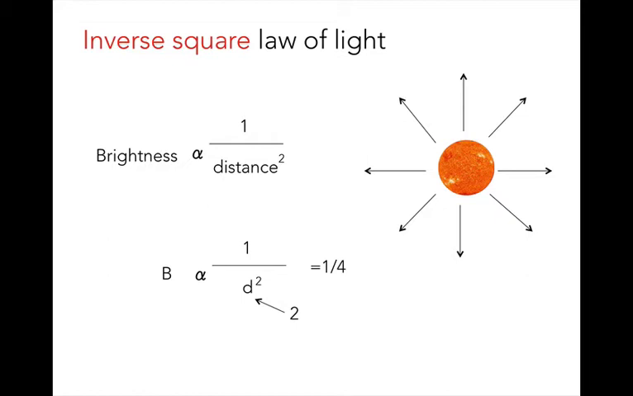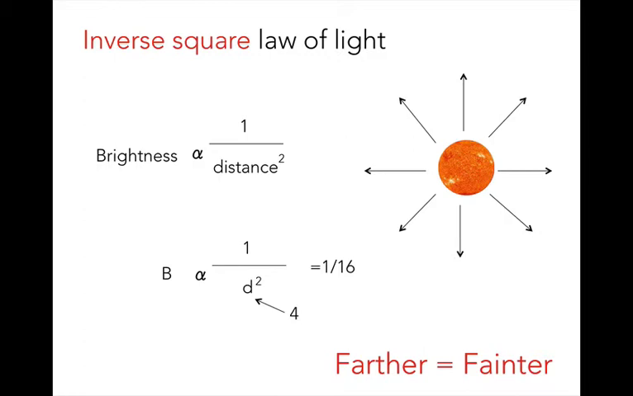Objects twice as far away are 1/4 as bright. Objects 3 times farther away are 1/9 as bright. Objects 4 times farther away are 1/16th as bright. It becomes more and more dramatic as you move farther away. The takeaway is that things get much, much fainter as you move away from them.